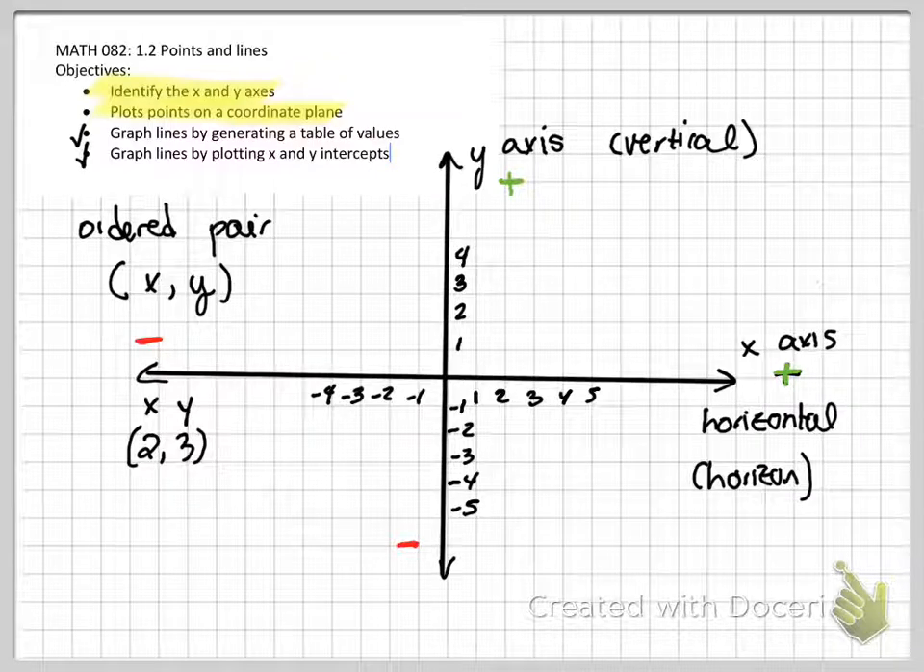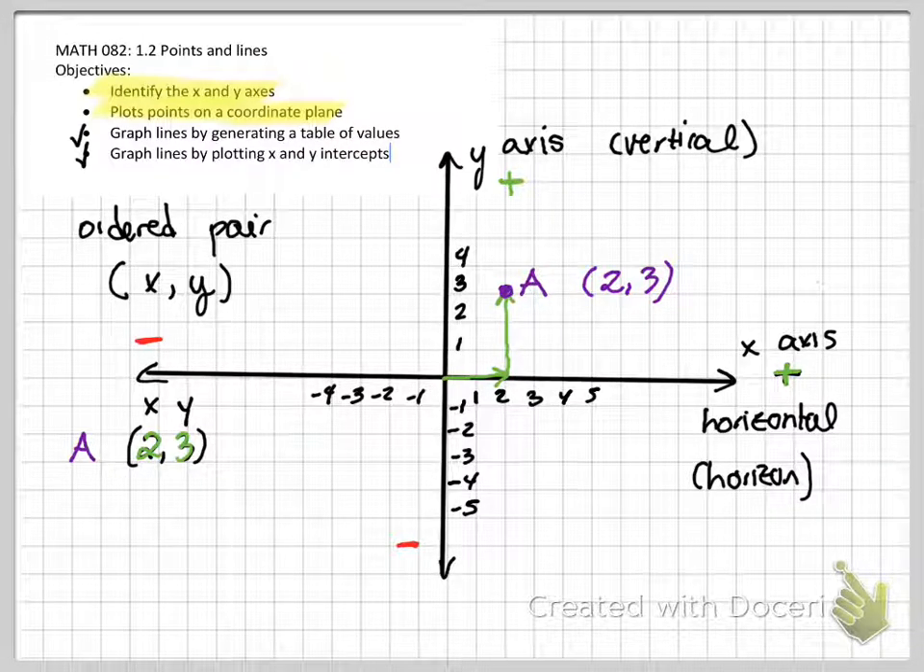So this 2, you can see, is positive. There's no negative sign in front of it. So the first thing I do to get to this point is I go 2 to the right. Okay, then my y value is also positive. So that means I go 3 units up. And let's use a nice pretty purple color here. There we go. Okay, let's just for fun call this point A. So I will label this point A, and again, A is the point (2, 3).